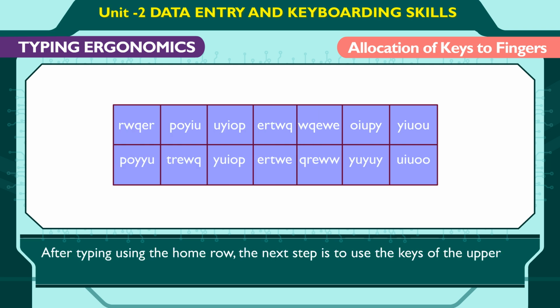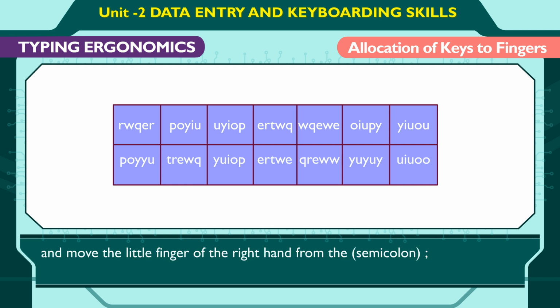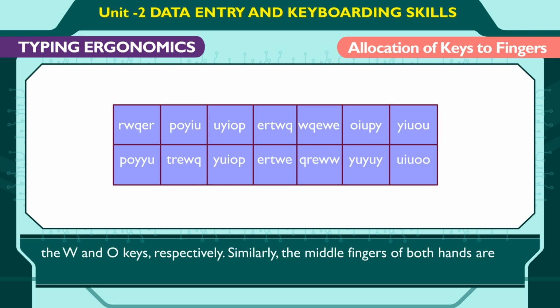After typing using the home row, the next step is to use the keys of the upper row. To do so, move the little finger of the left hand from the A key to the Q key and move the little finger of the right hand from the semicolon key to the P key. Now, use the ring fingers of your left and right hands to press the W and O keys respectively. Similarly, the middle fingers of both hands are used to press the E and I keys.